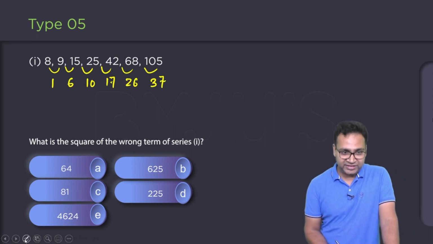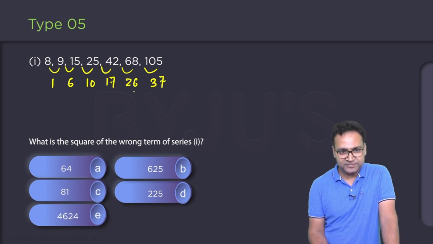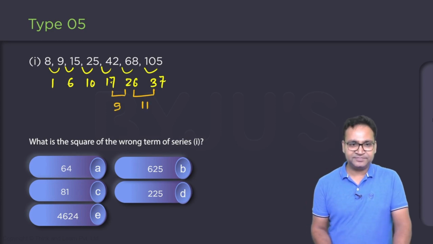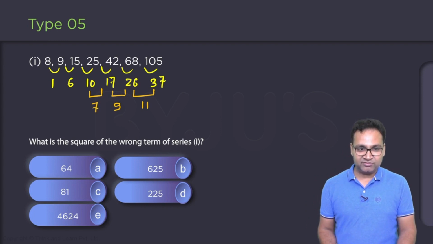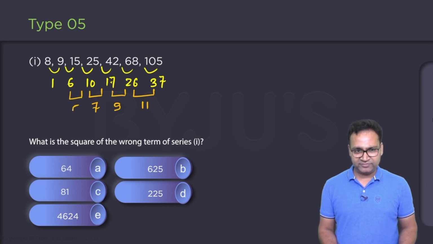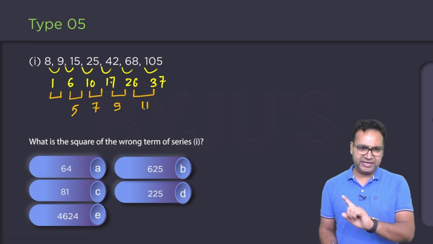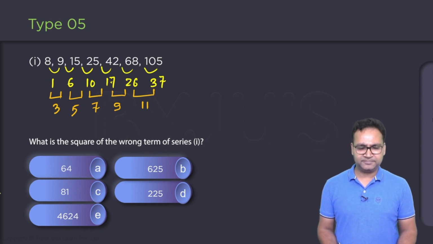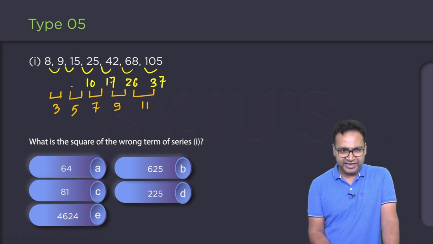Now if I look at these numbers, I can see something very special. 26 to 37 is 11, 17 to 26 is 9, 10 to 17 is 7. Wonderful. 7, 9, 11. So don't you think this number should be 5, and this number should be 3? Clear? So what does it mean? This number should be 10.5 and this number should be 2. Clear? That means this number is wrong.